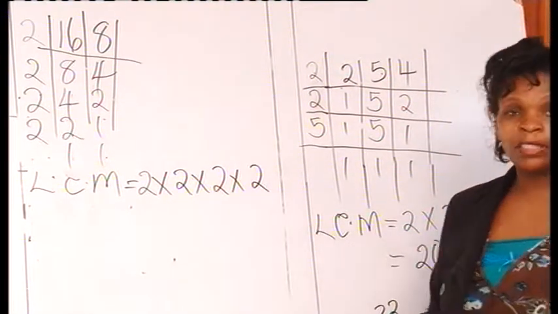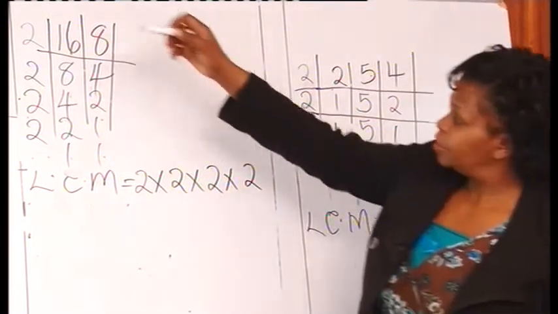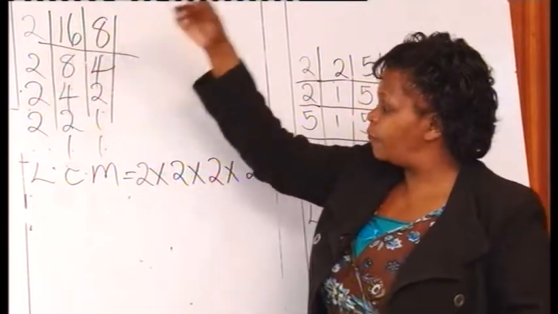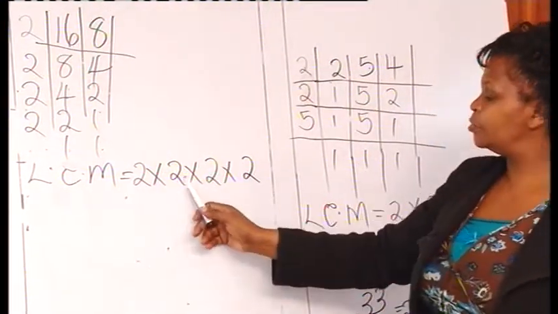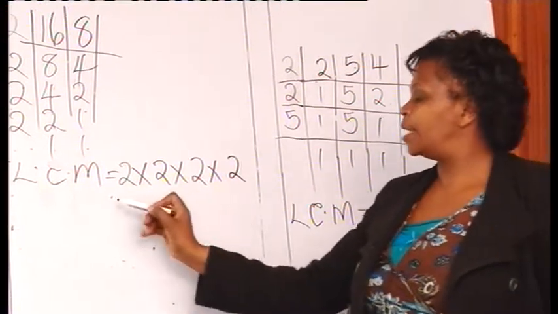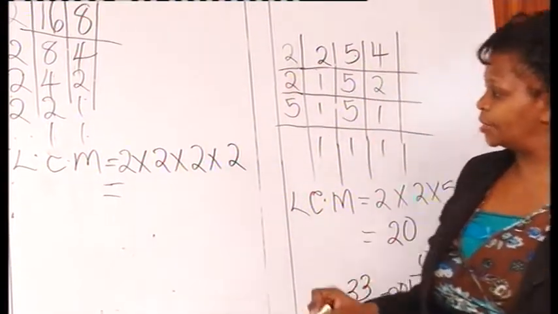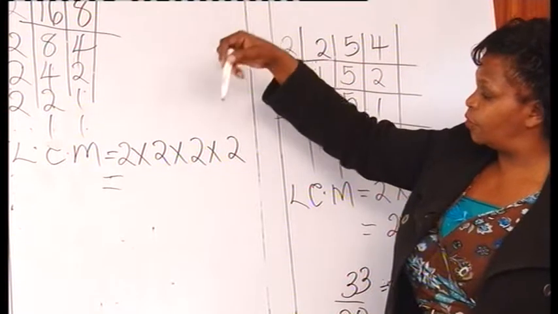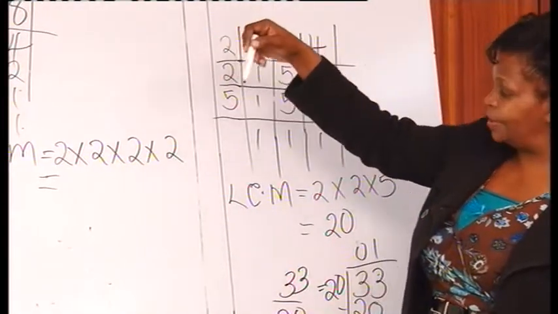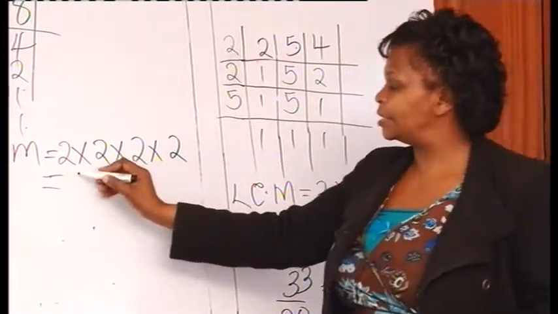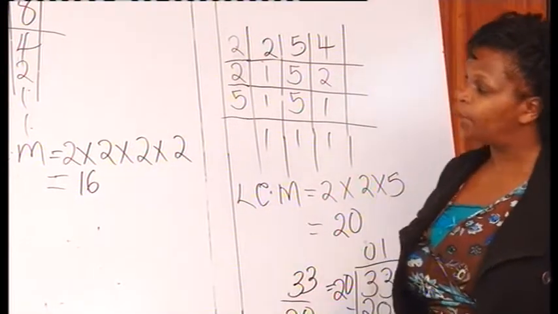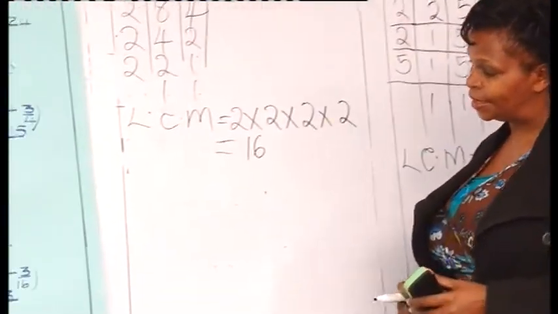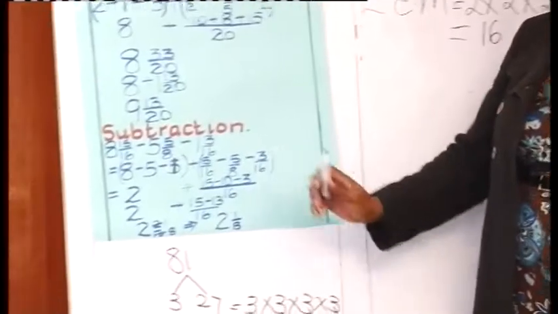It's good to counter check the numbers that you've written. So I can see here I have four 2s: 1, 2, 3, 4, so that I know for sure I've gotten the right answer. So 2 times 2 is 4, 4 times 2 is 8, and 8 times 2 is 16. So my LCM of 16 and 8 will be 16.